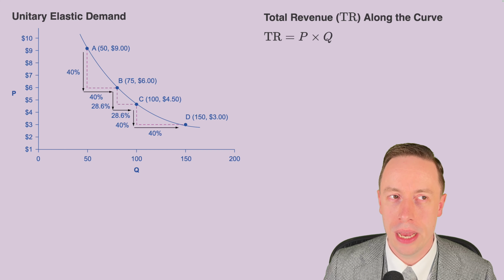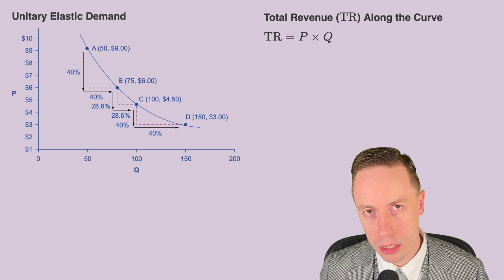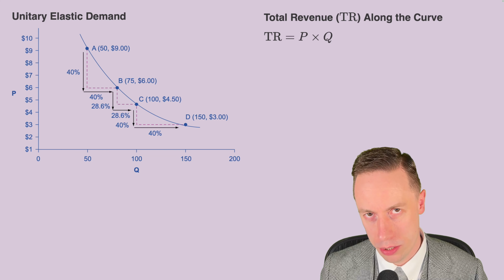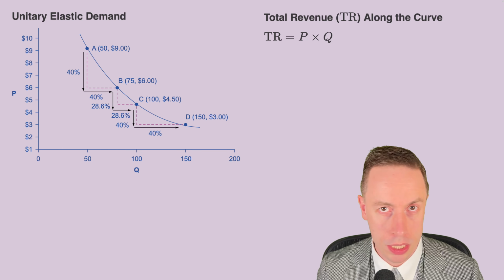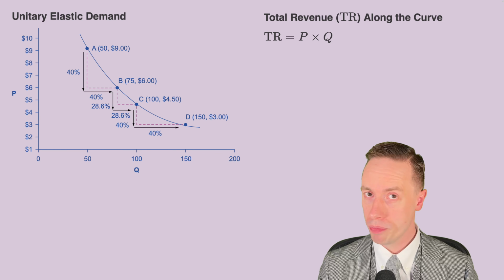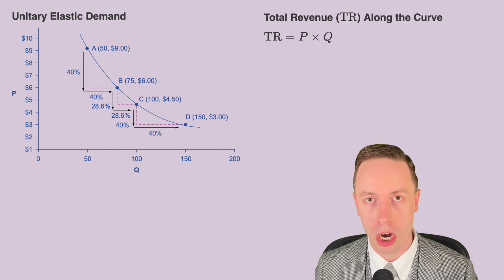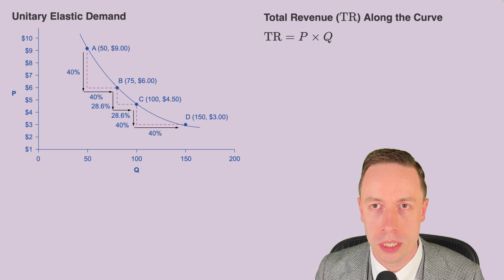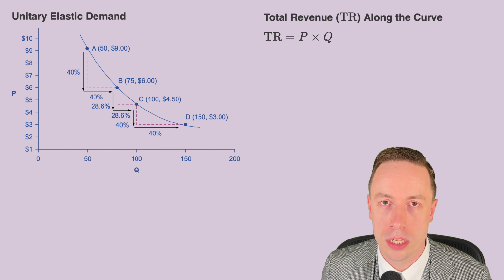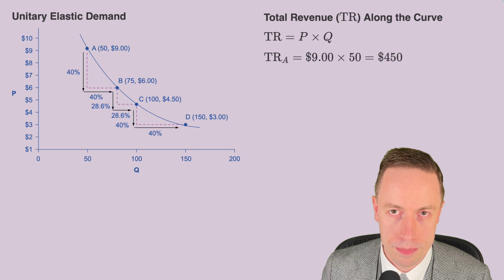So point A, we've got 50 units being sold at $9. So when we talk about total revenue, that's price times quantity. How much money are consumers spending on the product? We're not yet talking about profit. Profit is revenue minus cost. We'll get to that down the line. Just the revenue of this particular product, 50 units at $9 each. That means consumers are spending $450.